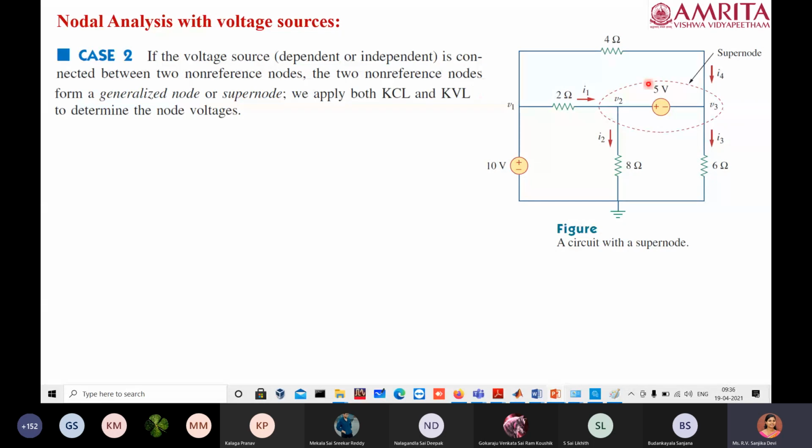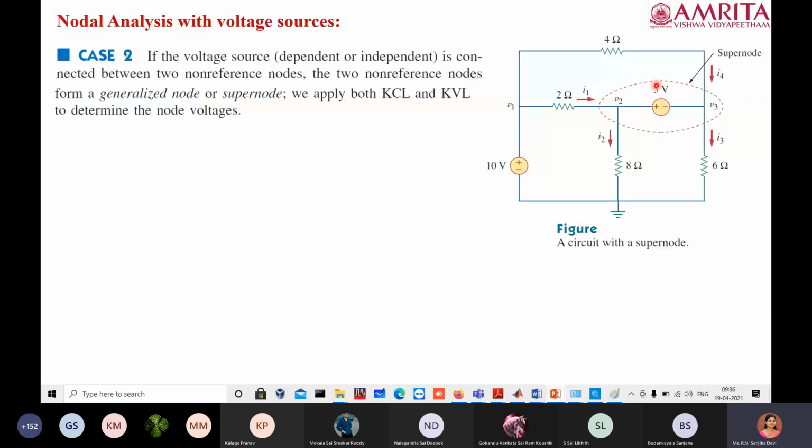So here, if we have a voltage source between two non-reference nodes, then we have to form a super node and analyze the circuit using both KCL as well as KVL. We will see how to do that. The two nodes where we have this voltage source have to be treated as a super node, almost like a single node. Then to this super node we apply the KCL equation for finding the currents. We will see that one by one.